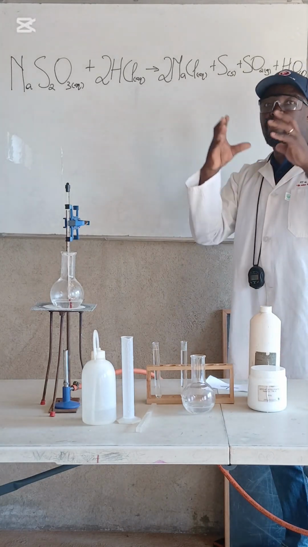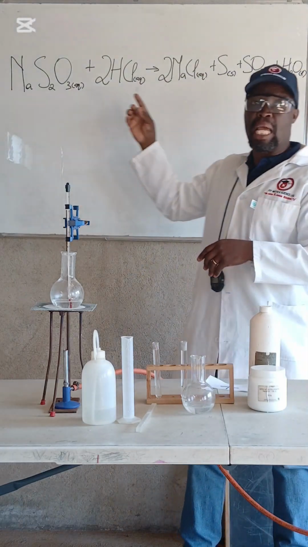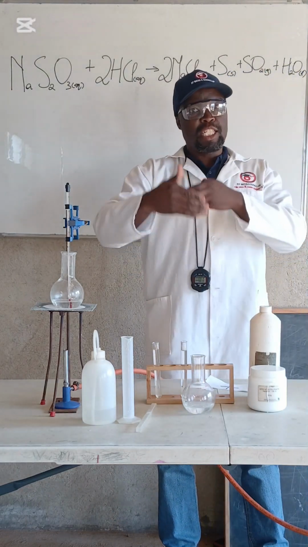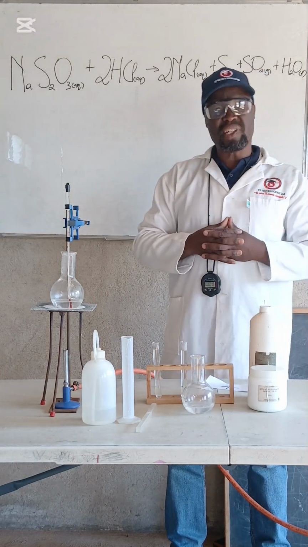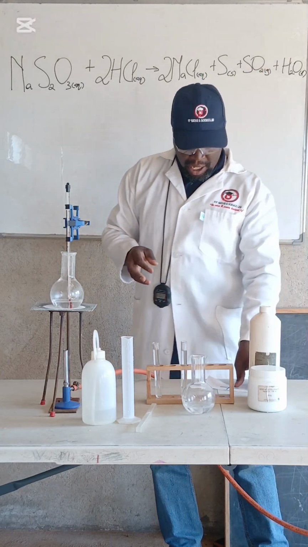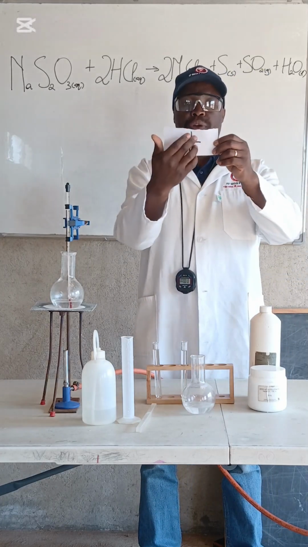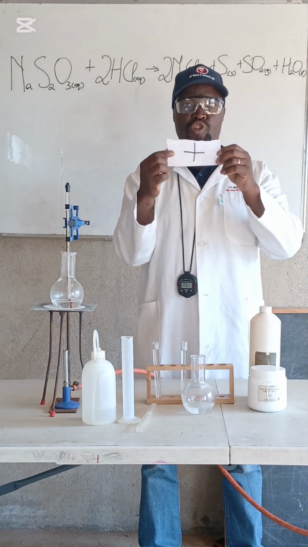Now, as you can see on the board, the sulfur which is produced is in solid form. It is actually a precipitate with a yellow color. We can use the formation of the precipitate to measure the rate of the chemical reaction. How do we go about working on that? Okay, as you can see over here, I have a piece of paper with a black cross in the middle.